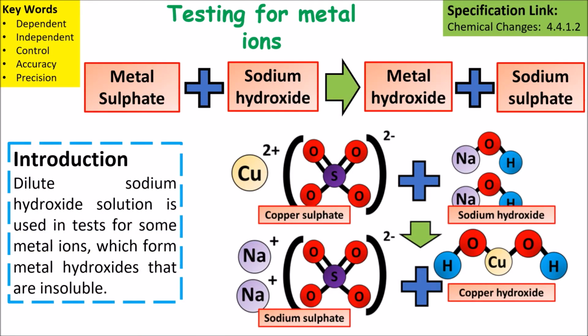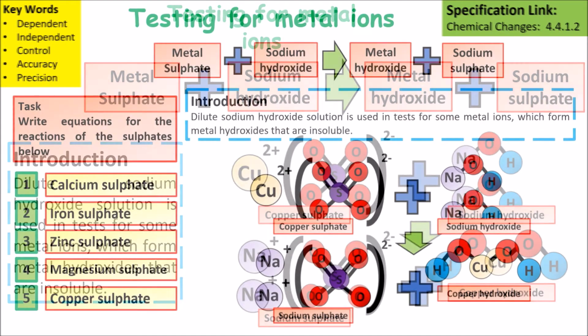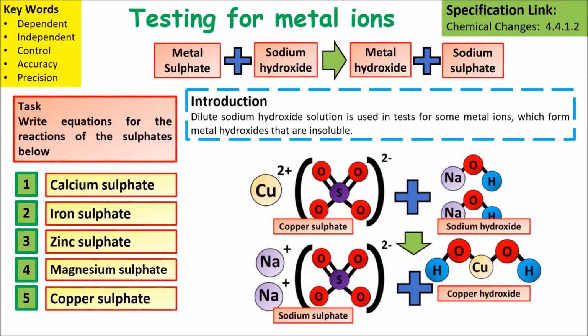Dilute sodium hydroxide can be used, like we've said, to test for positive metal ions. An example of the reaction that would happen is shown to the side in that diagram. If you want to have a go at this, think about what you've just looked at, then write equations for the reactions of the following sulfates underneath to show what would happen.